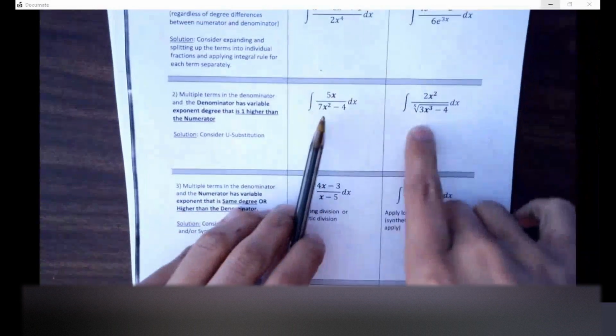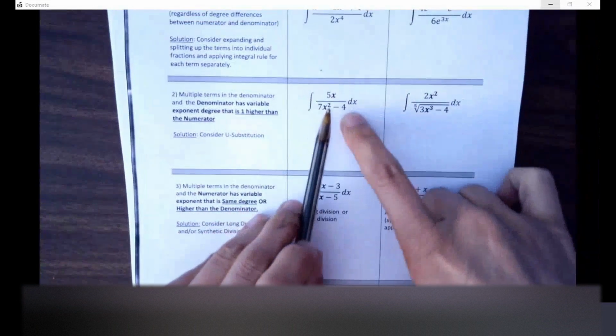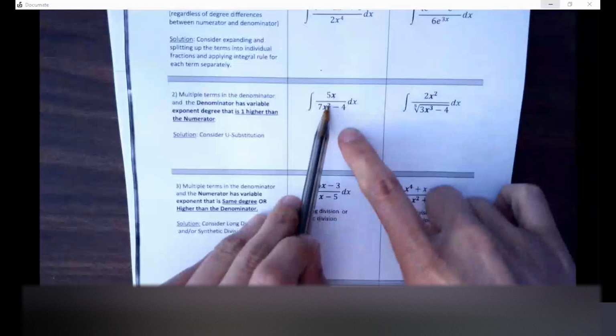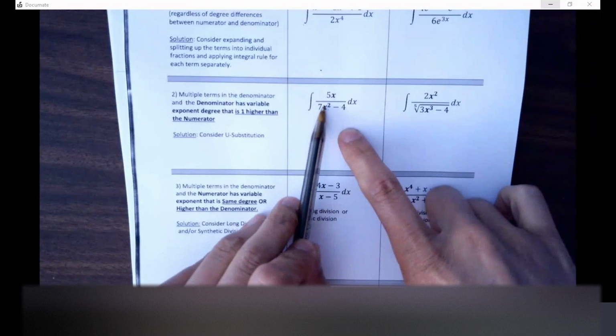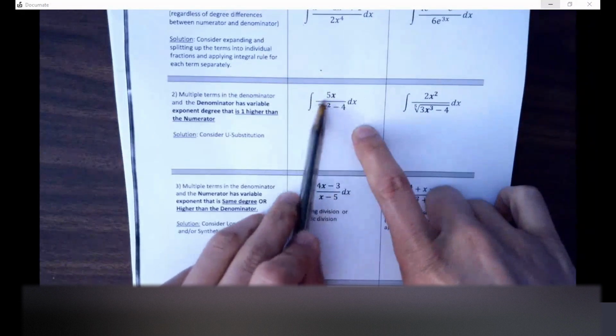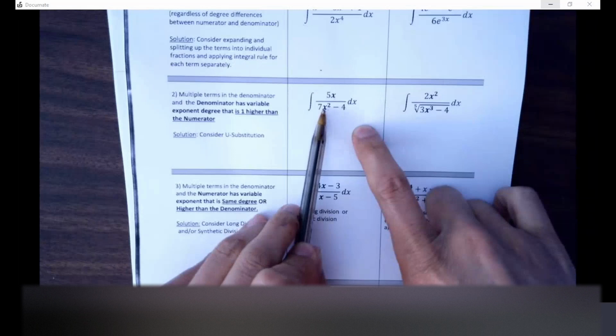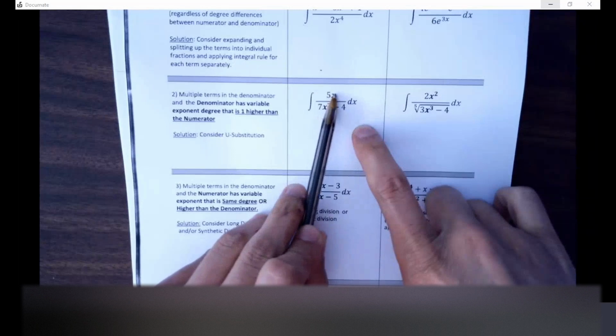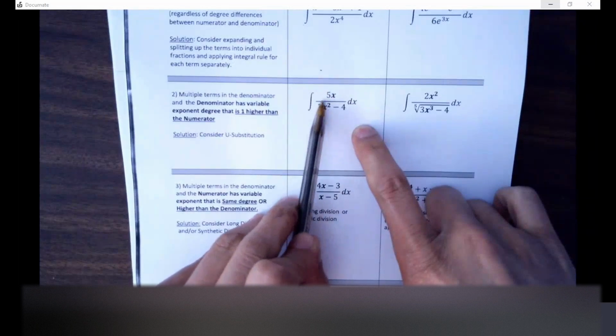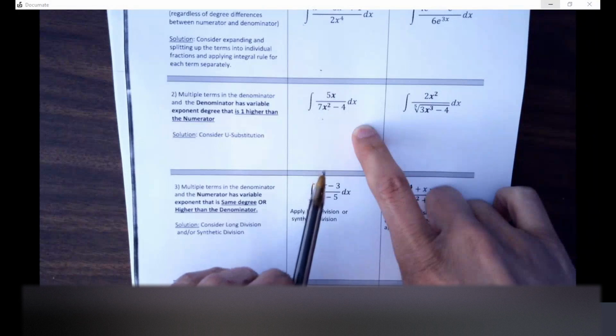Right. Second scenario, if there are multiple terms in the denominator, but the denominator has a degree that is 1 higher than the numerator, that's an indication that most likely u substitution is going to be the best fit, because the degree in the denominator is going to handle the degree in the numerator relatively easily going through your substitution.